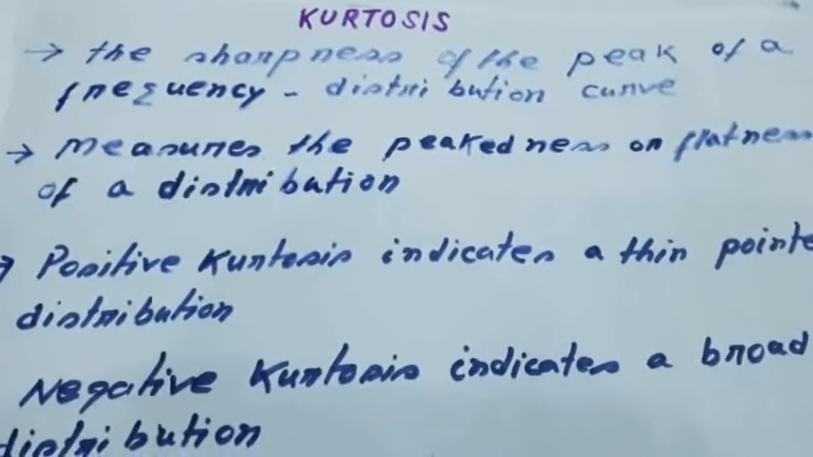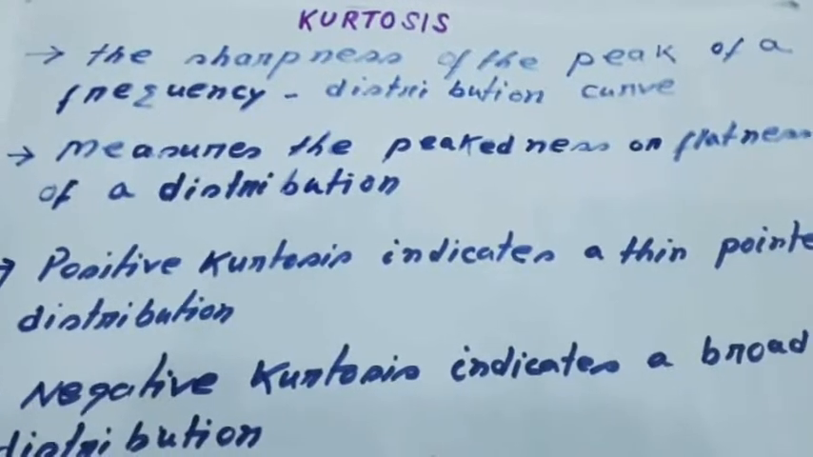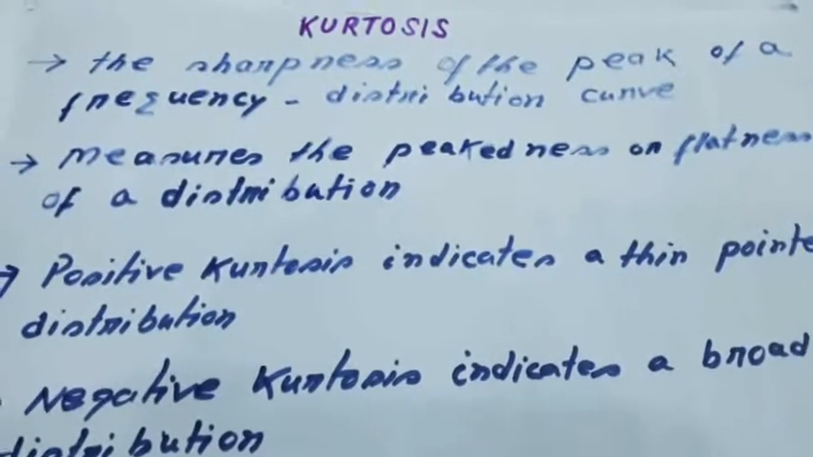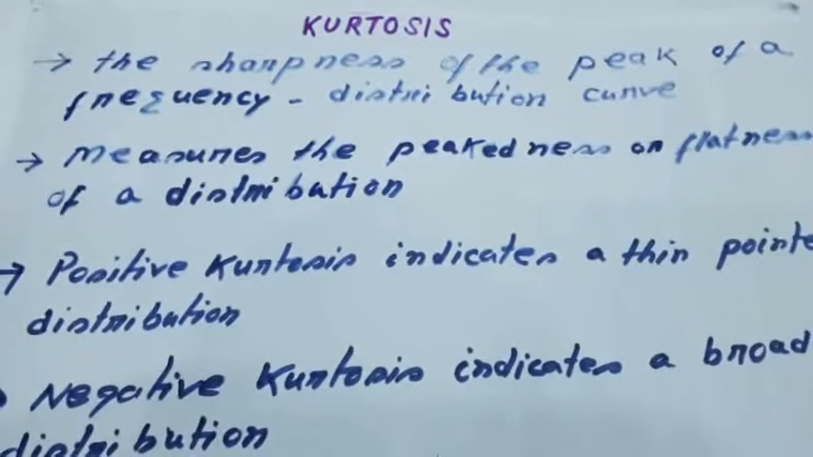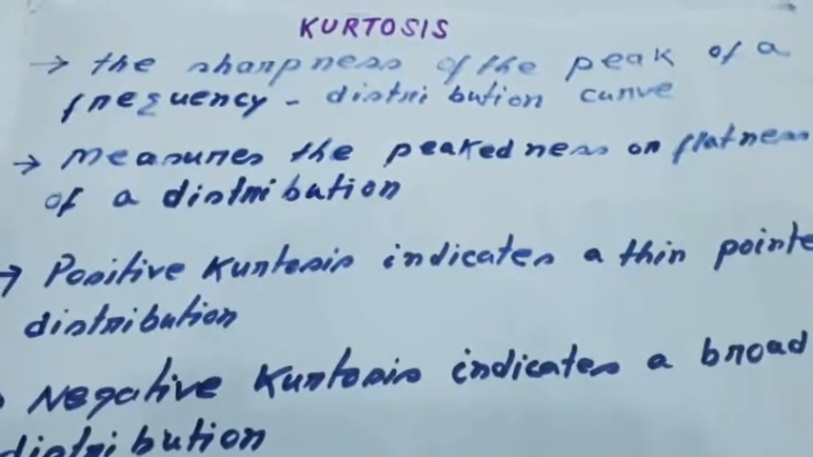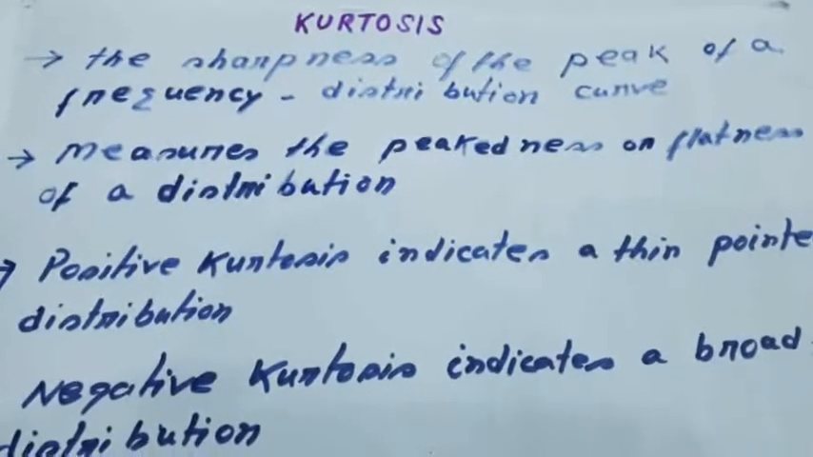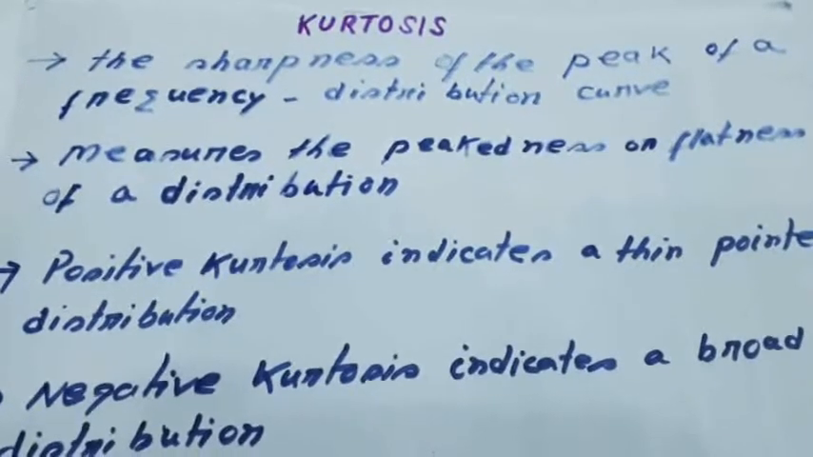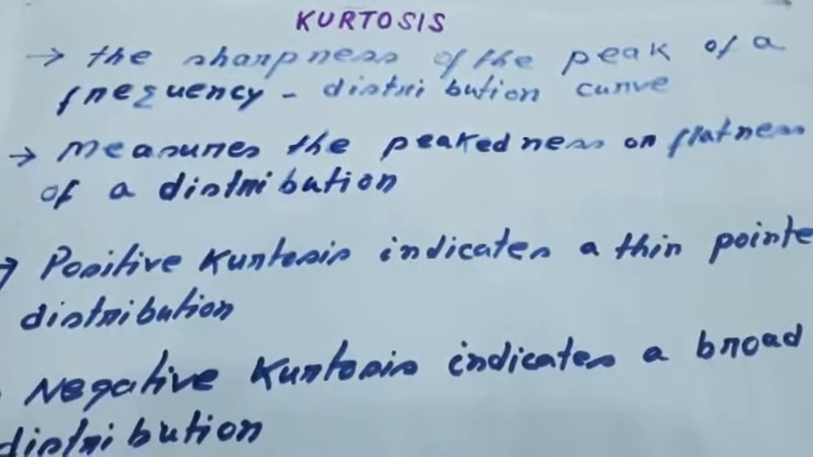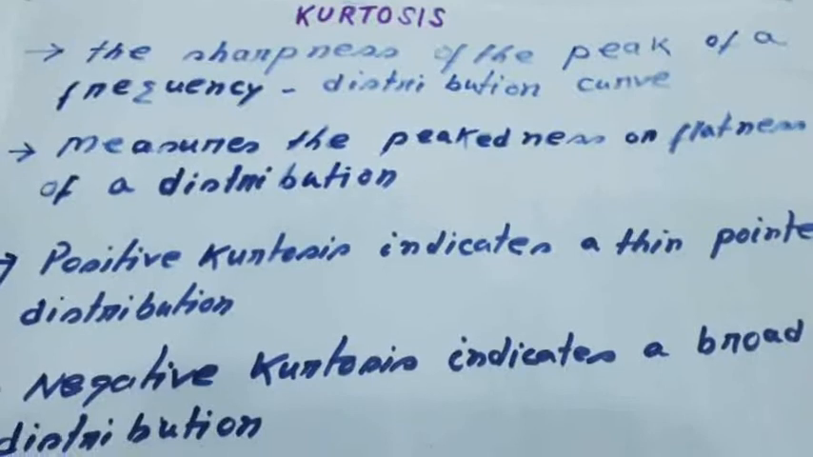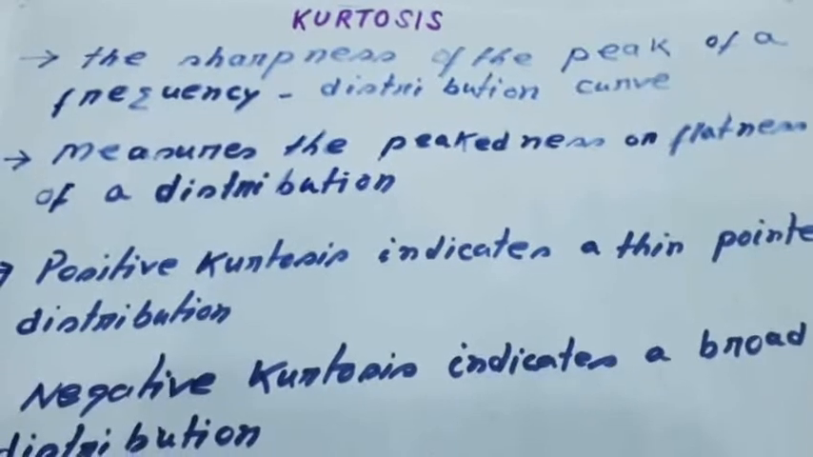Now you will be learning the technique of calculating the kurtosis. Before we move to the calculation, we just take a look at what the kurtosis is. In statistics, kurtosis is the sharpness of the peak of a frequency distribution curve. It means how the peak of the distribution curve is, that is determined by the kurtosis. This kurtosis measures the peakness or the flatness of the distribution.